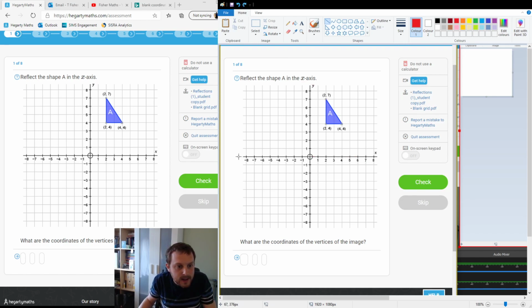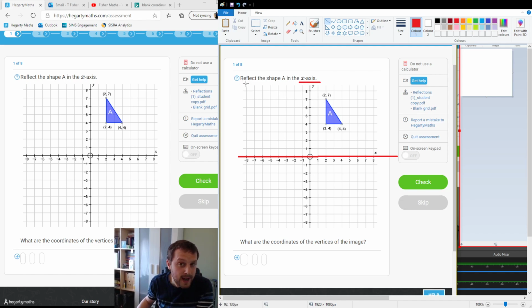Let me just center that a bit nicer. So that's the x-axis. There we go. And so what does it mean, reflect the shape A? Well, the shape A is this triangle here. It has corners which are technically called vertices. I'll get onto that in just a second, but the corners are these coordinates: 2 along, 4 up, 4 along, 4 up, and 2 along, 7 up. So this is the triangle A.